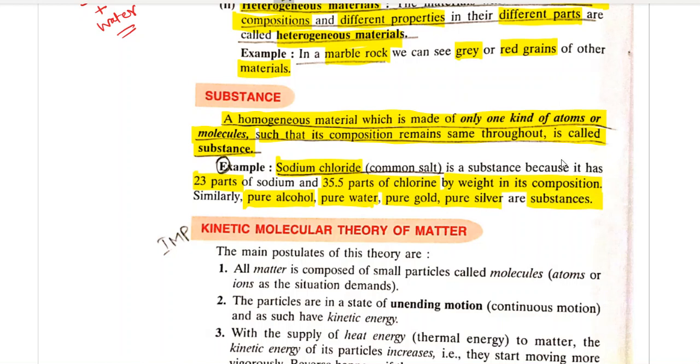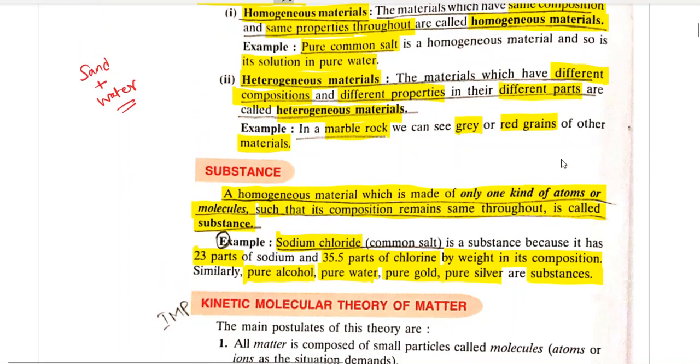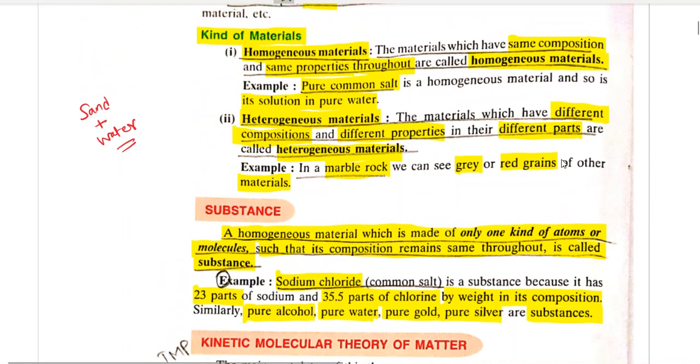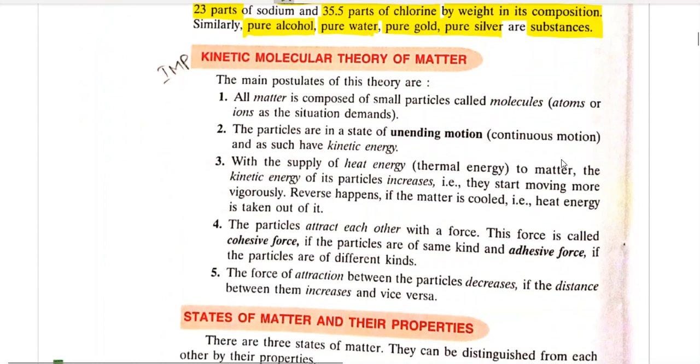So now you understand the basic difference between a material and a substance. Material could be homogeneous or heterogeneous, but a substance is always homogeneous. Materials could be made up of one or more kinds of atoms. Even if it is a homogeneous material like salt solution, it is made up of salt molecules and water molecules. It is not a substance, it is a material. Salt solution is a material, but only salt or only water is a substance, right? Then we have the kinetic molecular theory of matter.